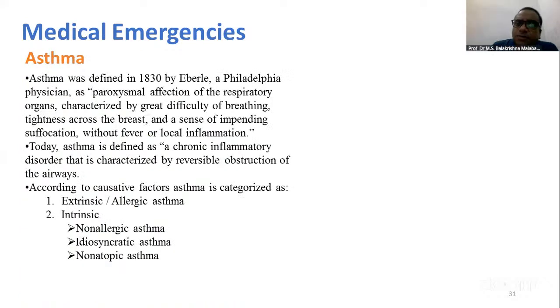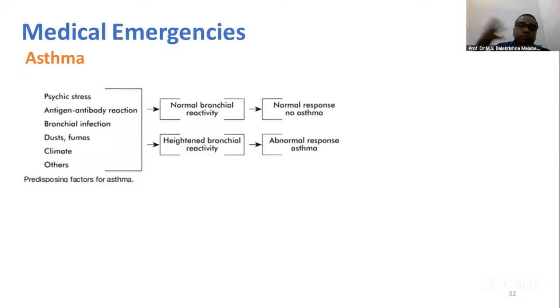Next condition, asthma. So asthma is a difficulty in breathing. What I told you, the patient should be in a sitting position; you should not make them lie down. Asthma can be extrinsic asthma or intrinsic asthma. Intrinsic is non-allergic, idiosyncratic, and non-atopic type of asthma. The major predisposing factors are stress, antigen-antibody reaction, any reaction which is anaphylactic, like anything which is allergic: dust, fumes, anything under the sun can be an allergy.